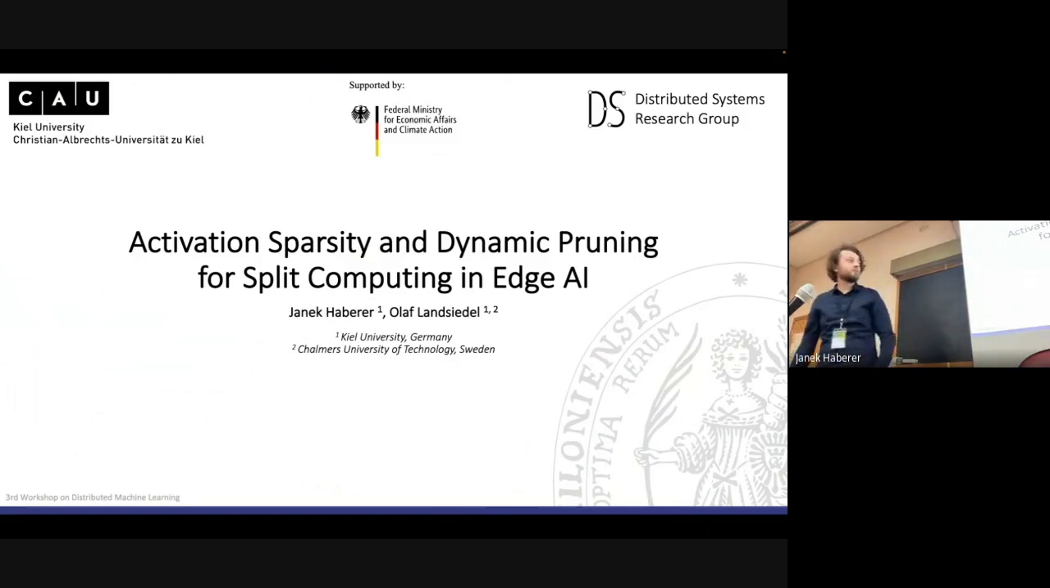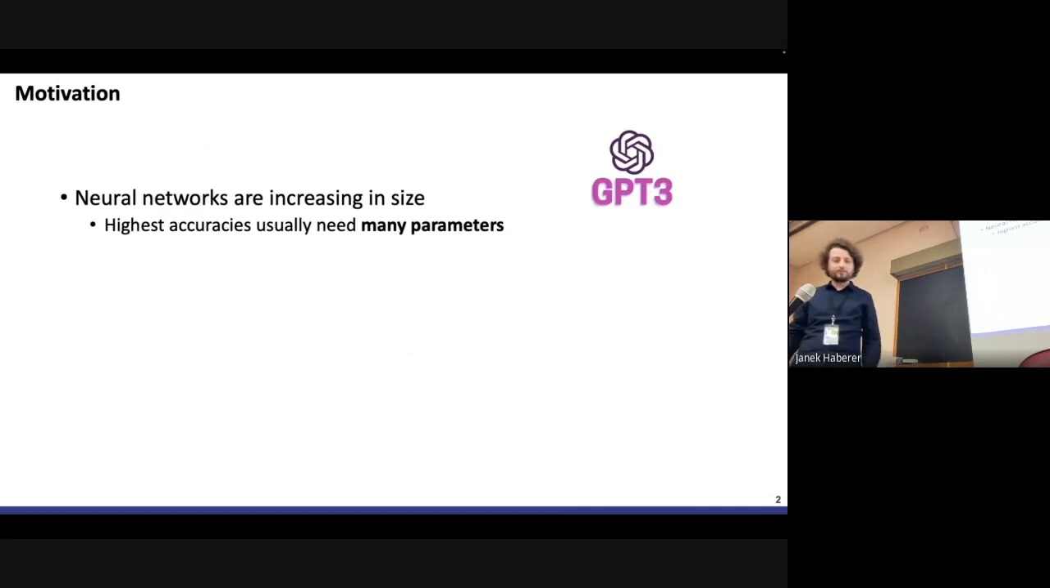Yeah, so I'm going to present about sparsity in neural networks, so mostly in activations, that is feature maps. And it's about split computing, which is somewhat similar to what I think Marco already presented, but not really, because we are splitting the neural networks inside. So yeah, let's head into the motivation.